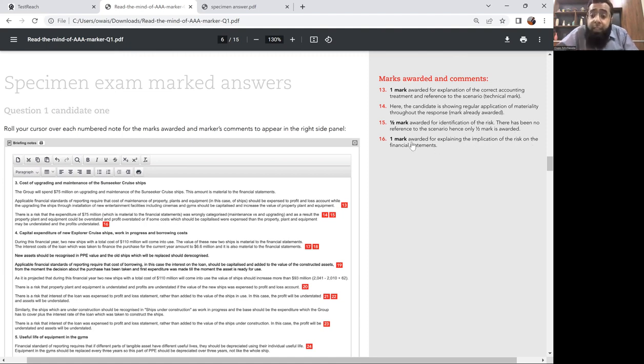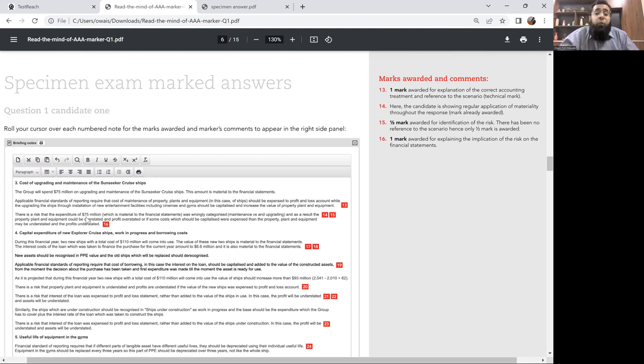Now just look at the technical marks. 1 mark for the correct treatment, half mark for the identification of the risk, and 1 mark for applied. Out of 3 marks, you got 2.5 marks. Out of 3, if you get 2.5 at AAA level, just writing this much, believe me, this is a win-win.